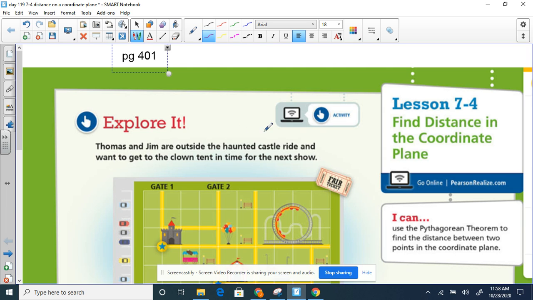Okay, guys, we are on 7.4. We are still going to be using a squared plus b squared equals c squared today. We're just going to be doing this on graphs. All right, so let's take a look at the beginning question.